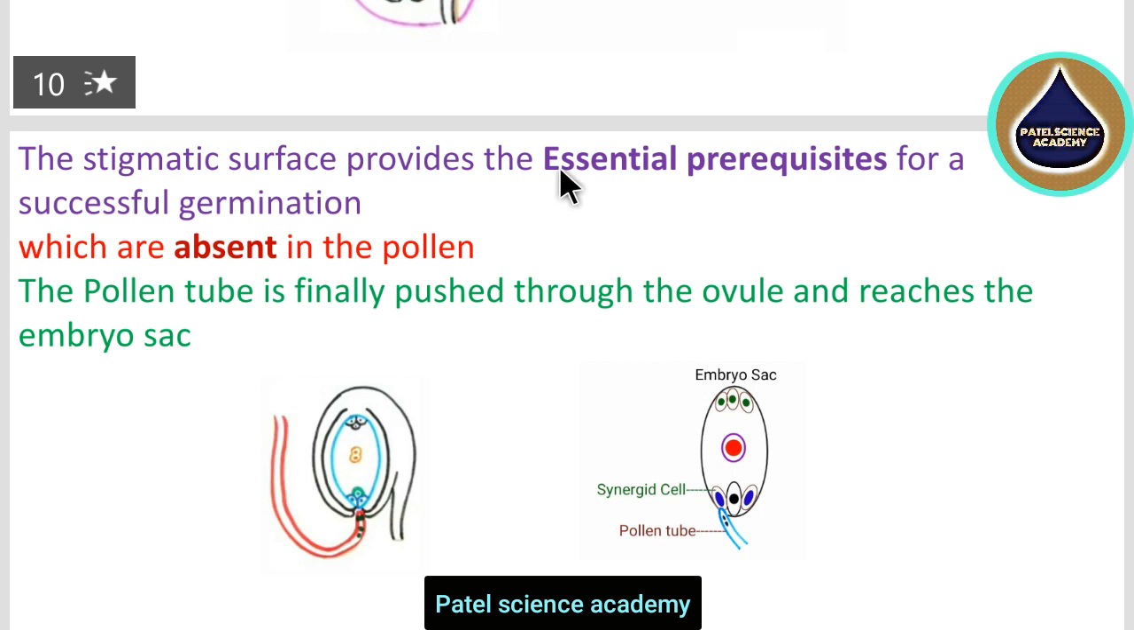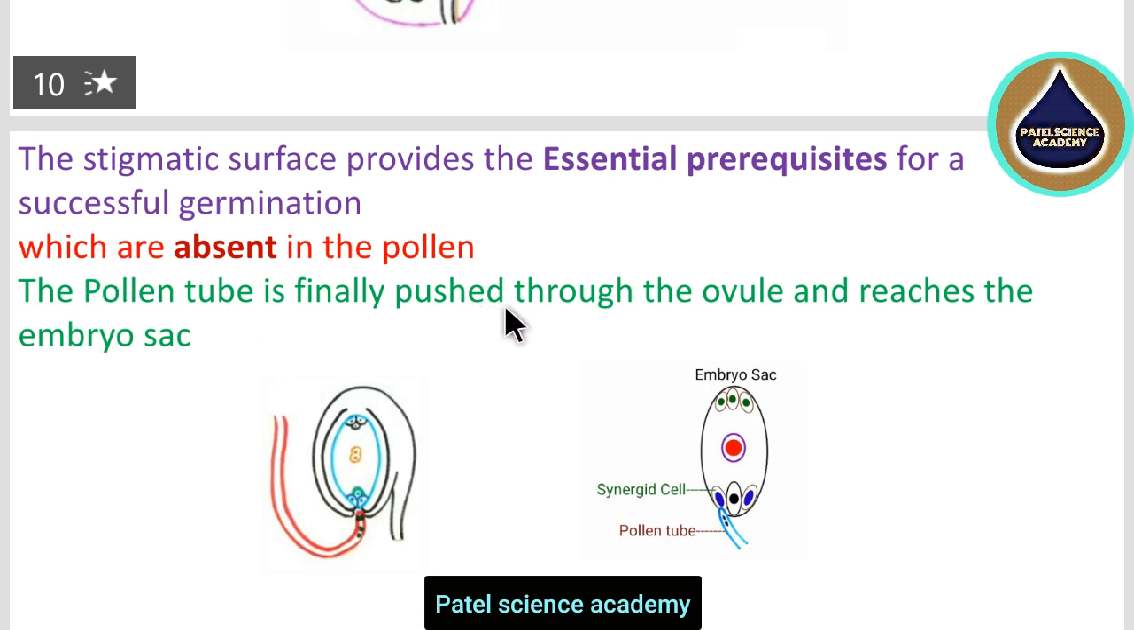The stigmatic surface provides the essential prerequisites for successful germination, which are absent in the pollen. This is a very important point. The stigmatic surface provides the essential prerequisites, whatever is required for the development of the further steps. It is provided by the stigmatic surface to the pollen grain, because it is absent in the pollen.